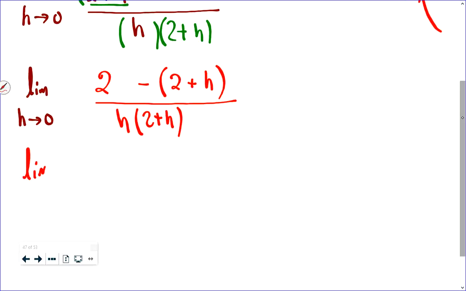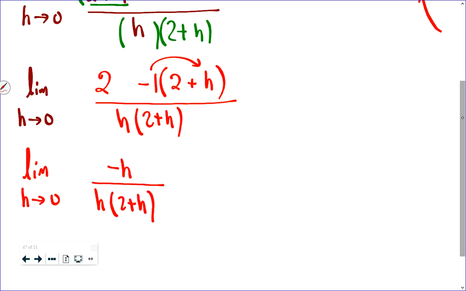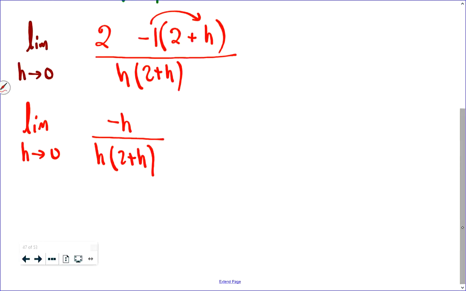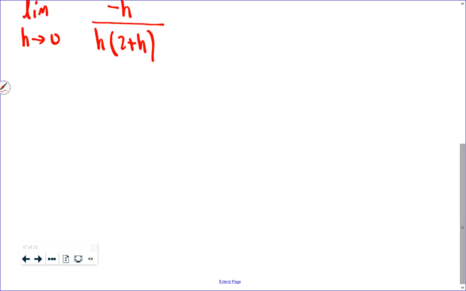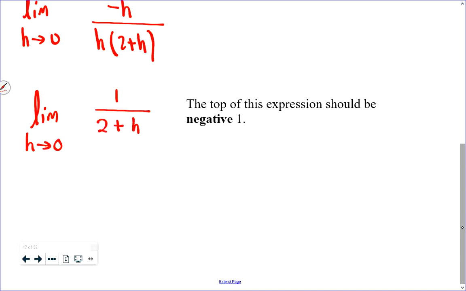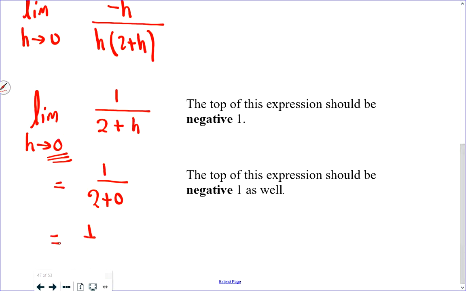Now we're at the limit as h approaches 0 of, what do we get on the top? We get 2 minus 2, which is 0, and then we get negative h, and it's over h times 2 plus h. The h's cancel, and you're left with the limit as h approaches 0 of 1 over 2 plus h. And now you can certainly feel free to put in the number that h is approaching, which is 0, and we get 1/2. So the limit in this example is 1 over 2.